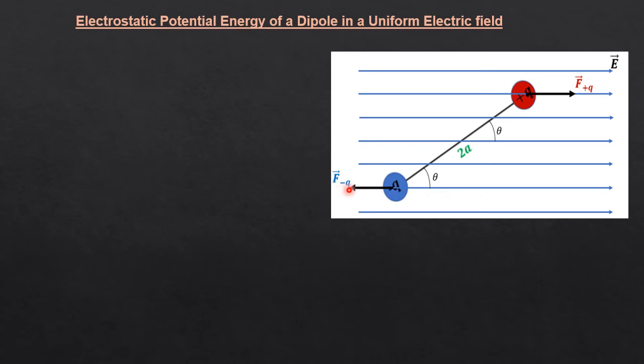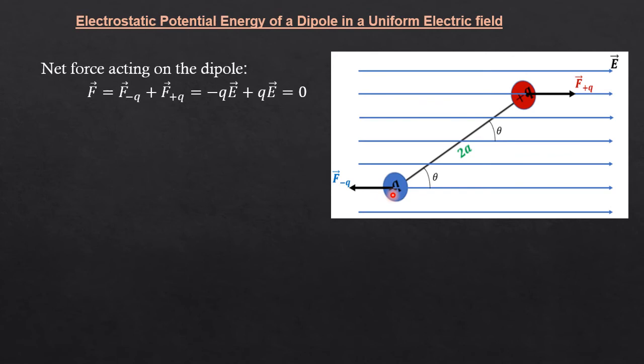So you can see that the magnitudes of charge q into E are same for both charges, but the direction of the forces are different. So you can write the net force acting on the dipole as 0, minus qE plus qE. We know that these two forces constitute a couple because they are equal in magnitude, opposite in direction, and their lines of action are different. Therefore, they give rise to a torque. As a result, the dipole rotates.